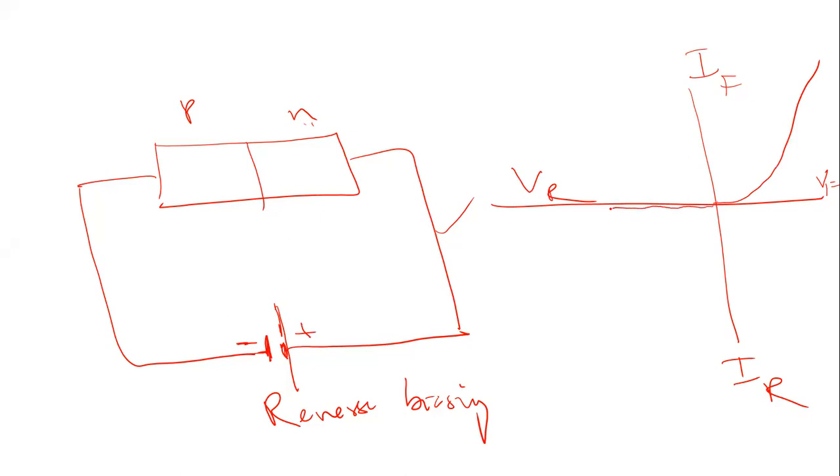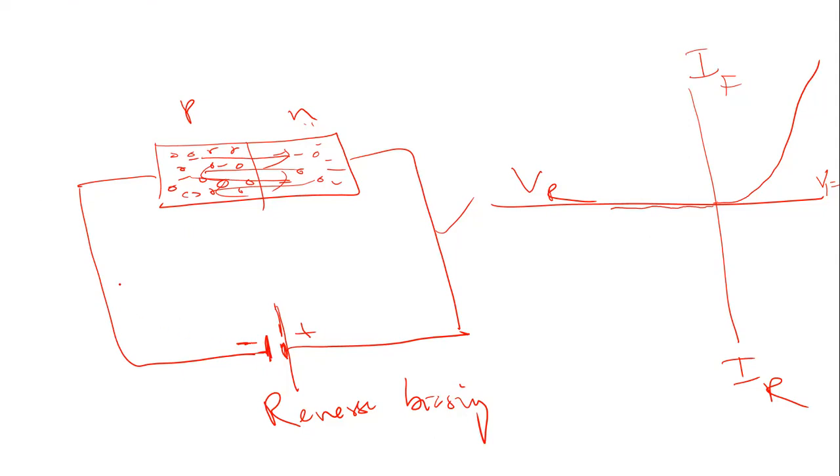Now, when you connect under reverse bias, there are minority holes here and majority electrons here, and on the other side there are majority holes and minority electrons. So under reverse bias, minority holes will be conducting across this diode, and minority electrons from the p side will also be moving towards the n side.